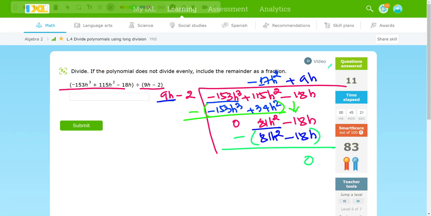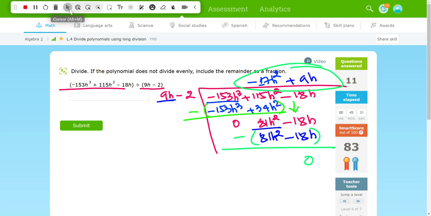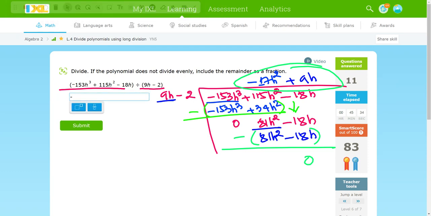So the answer is right here. Okay, negative 17h squared plus 9h. No remainder. Okay, so I put right here negative 17h squared. Move your cursor down, plus 9h. All right, plus 9h. Done.